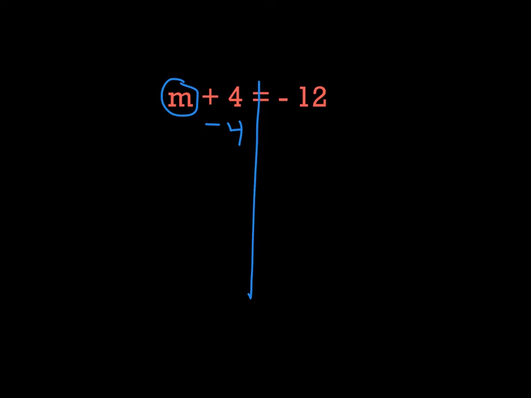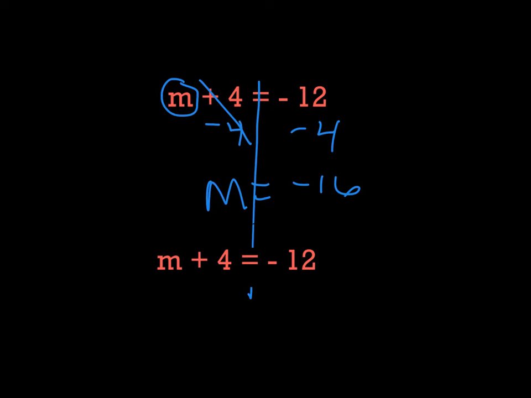And I'm going to come over to this side and also put a negative 4 or a minus 4, same thing. So a positive 4 and a negative 4 are going to cancel each other out, and I'm just left with m equals negative 12 and negative 4. My signs are the same, so I'm going to add and keep. So negative 12 and negative 4 is going to give me negative 16.